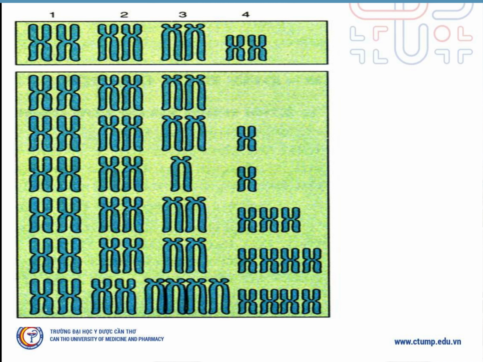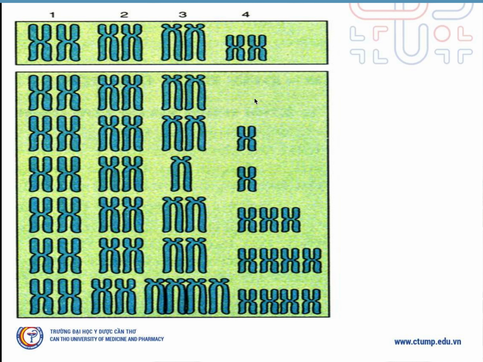So how about aneuploidy? As you see, I told you we have totally 5 types of aneuploidy. For the normal one, we have diploidy like this. We count 1, 2, 3, 4, 5. So for normal, we have 4 pairs of chromosomes here.